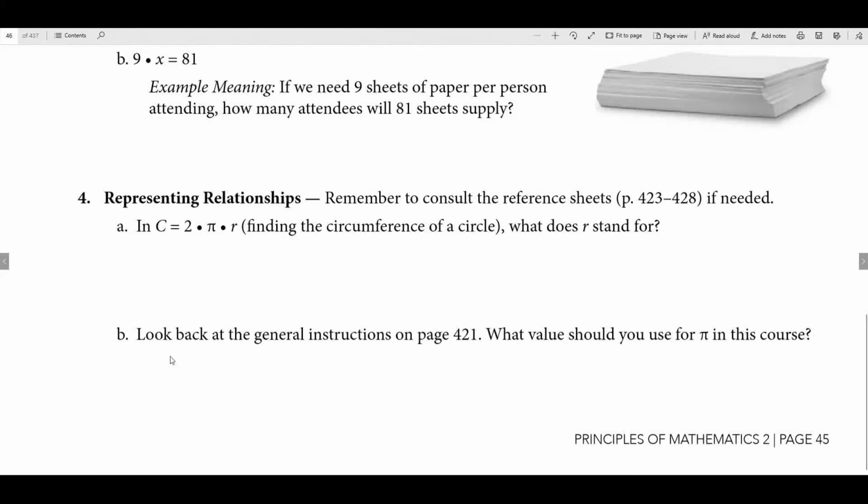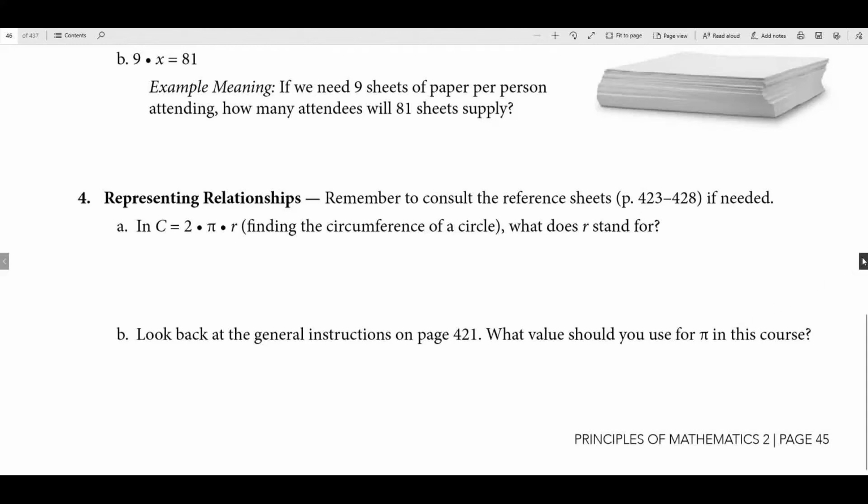All right, on B, look back at the general instructions on page 421. What value should you use for this symbol in this course? You shouldn't have to look back. The value that this symbol stands for is 3.14. So anytime you see this value, this is kind of the same thing we've been talking about. We just introduced it in book 2. This is pi, and it stands for 3.14. And then that number stands for the relationship between the circumference and the diameter of a circle.